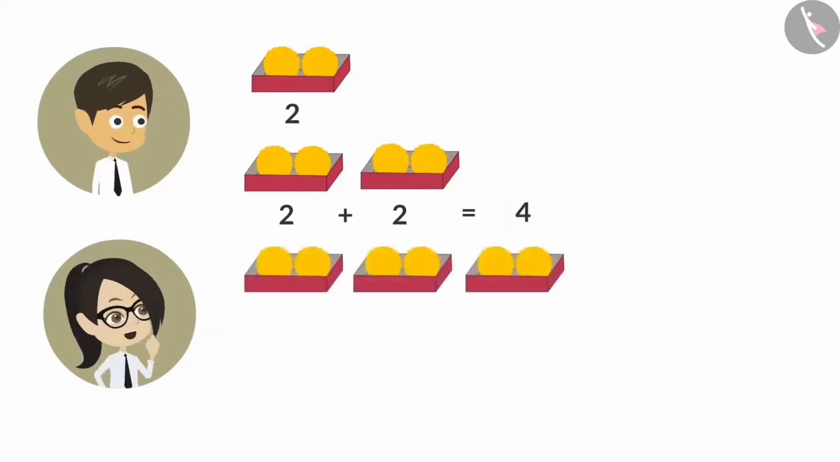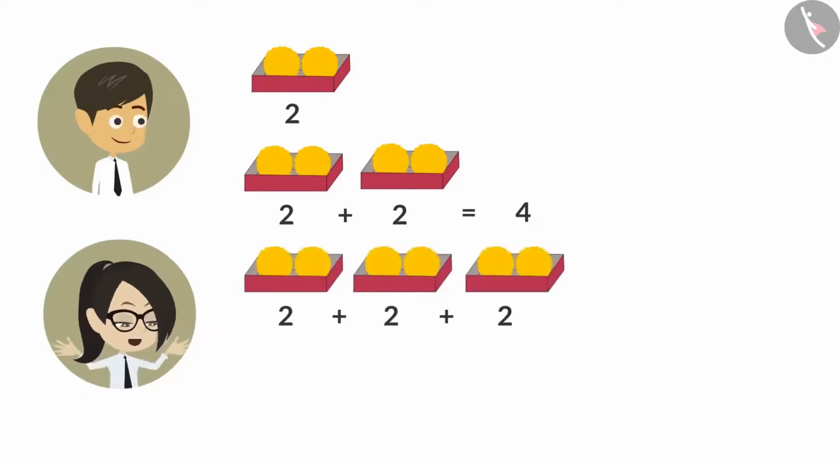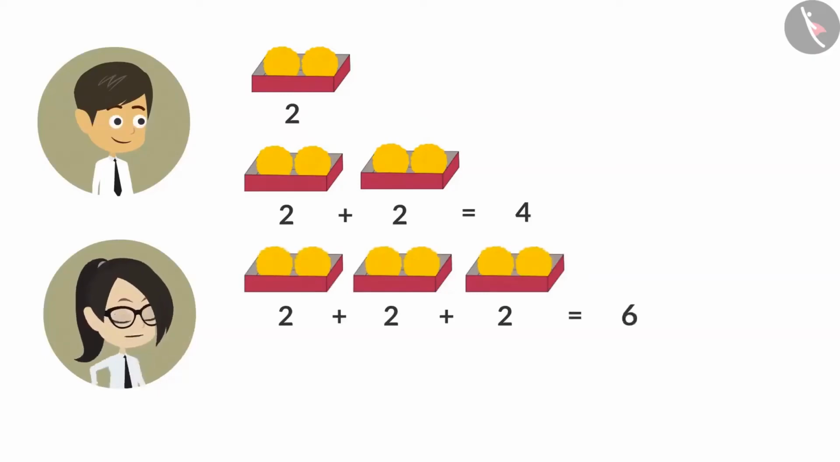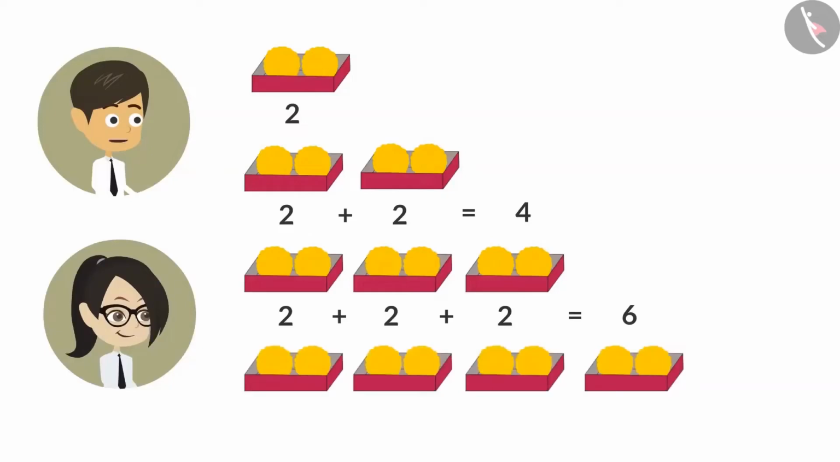To know how many laddus are there in 3 boxes, we have to add 2 3 times. After adding 2 3 times, the answer we get is 6. To know the number of laddus in 4 boxes, we have to add 2 4 times. After adding 2 4 times, the answer is 8.